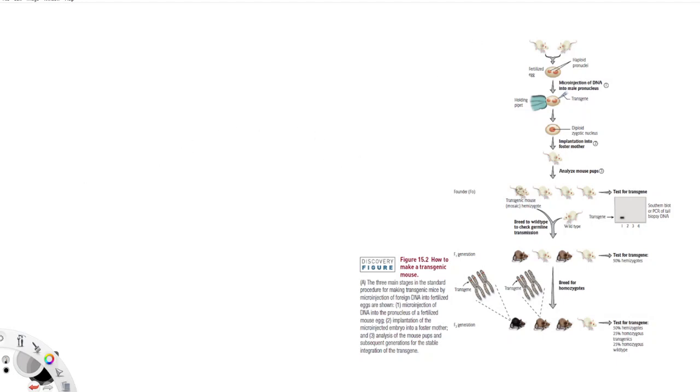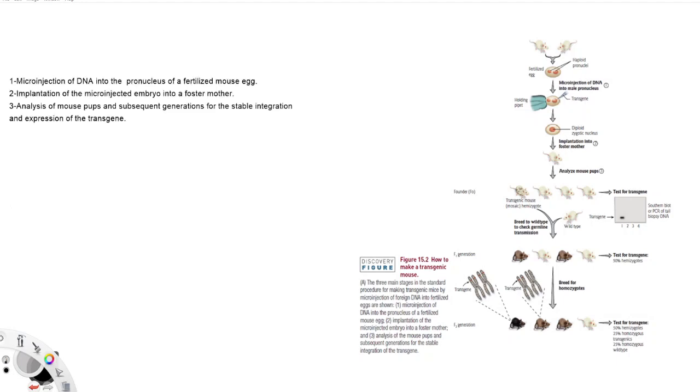But without boring you with all the details, what we're interested in first is understanding the process that goes behind it in terms of the techniques. One, you have microinjection. So what you do, you have the DNA, or in this case, it could also be a gene of interest. You need to inject it into the pronucleus of a fertilized mouse egg. And this is what happens here. You have a fertilized egg, and you have your transgene, or the gene that you want to transfer. You inject it in this fertilized egg.